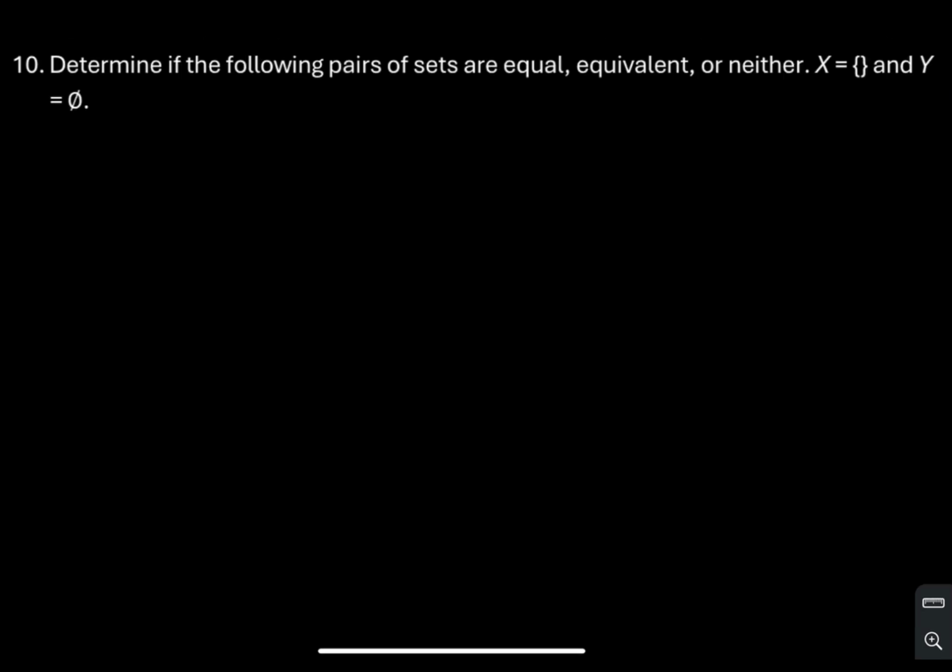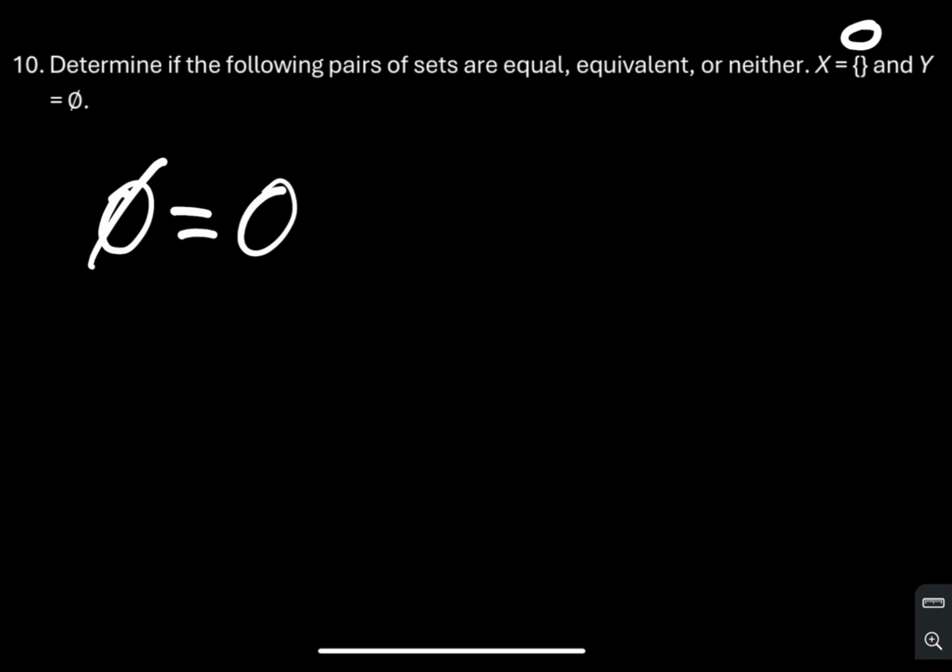So for this 10th problem, it says determine if the following pairs of sets are equal, equivalent, or neither. So we have set X, which is equal to an empty set, and we have set Y is equal to null notation. So the null notation just means 0, or nothing is in it. So knowing that, we have set X, which is an empty set, so that means that the cardinal value is 0. There's no elements in our set.